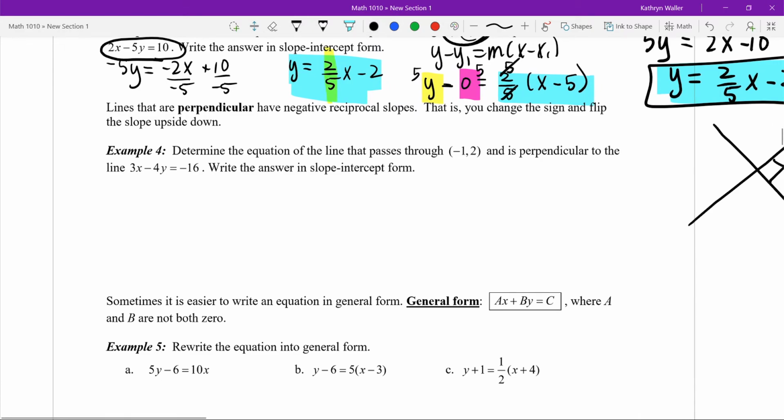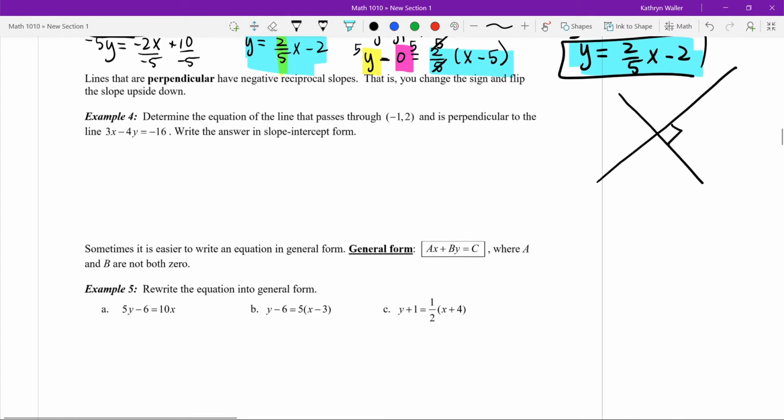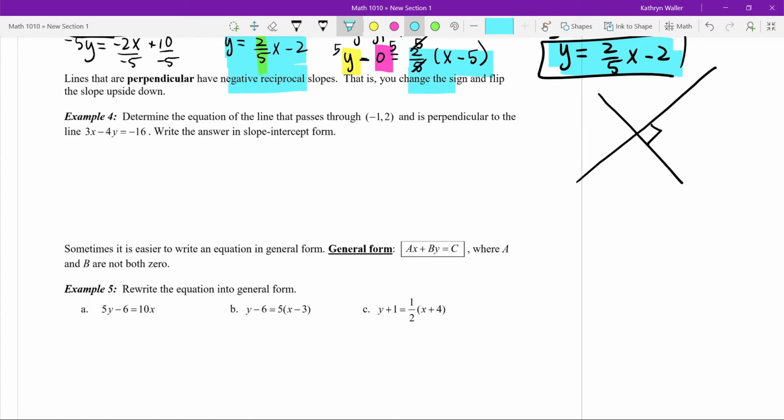In order to find perpendicular slopes, you use what are called negative reciprocals. Sometimes people get confused on that. It means change the sign and flip it. That's what negative reciprocals means. Flip it, change the sign.